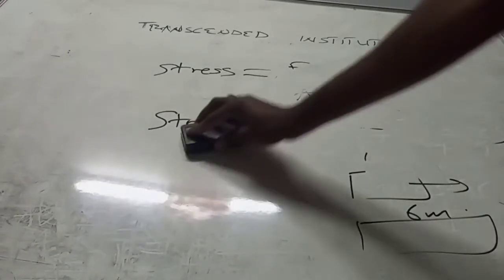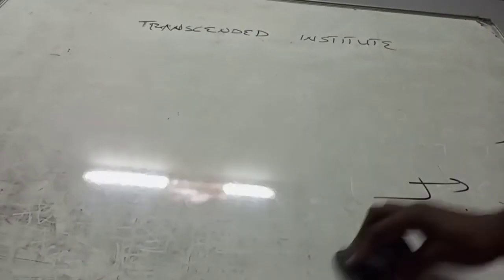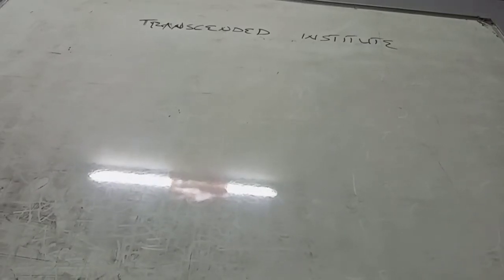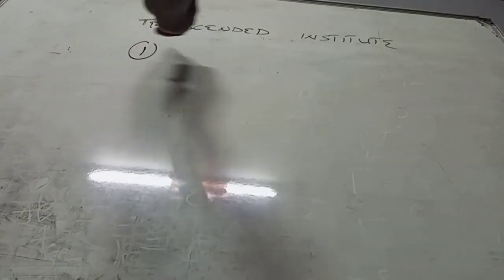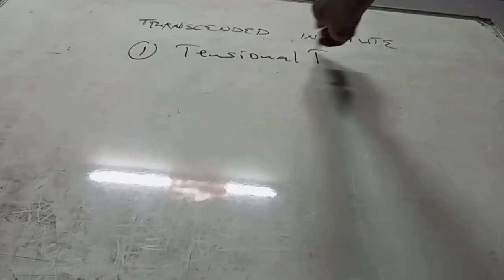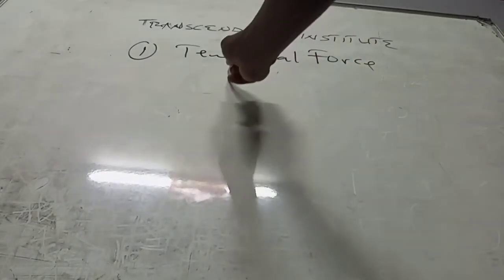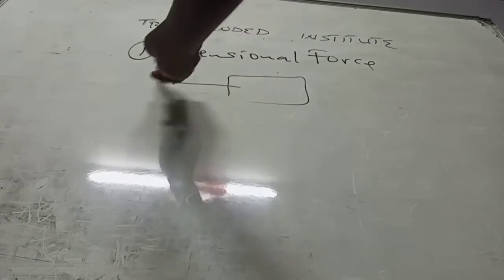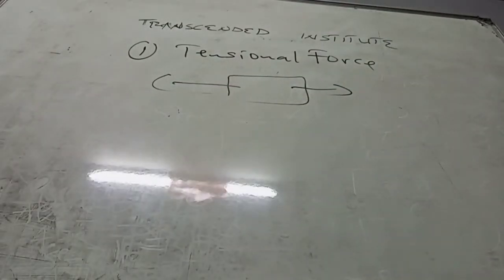So I've talked about stress and strain. We need to know that a force causing deformation on objects can be applied in various ways. The first one I'm going to call tensional force. A tensional force will cause what? An extension. When you have an object and you are pulling it at the sides, you are extending the length. That is a tensional force in action.